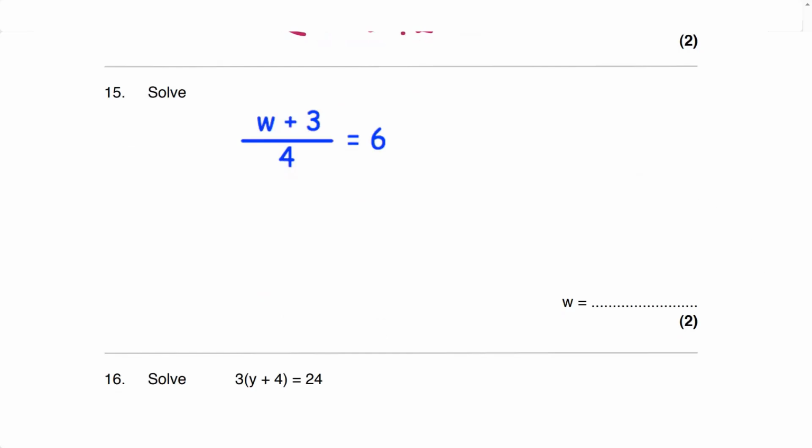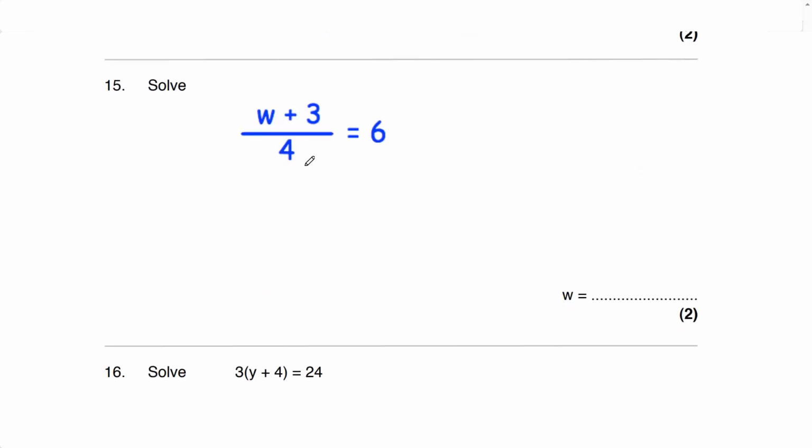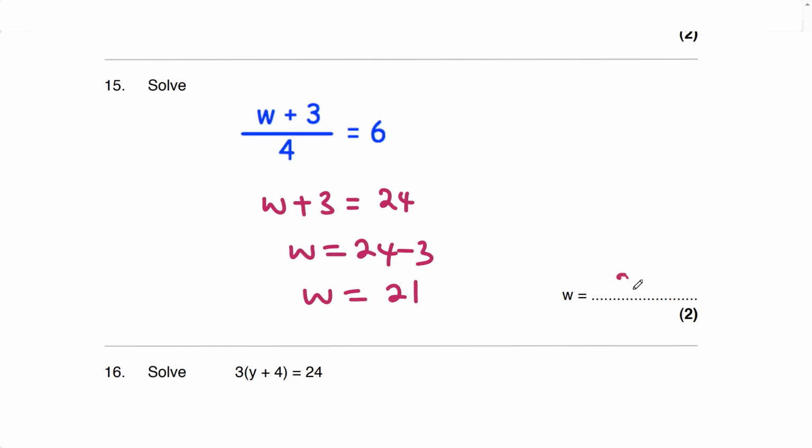For next, we have w plus 3 divided by 4 equals 6. This is a fractional equation. The first thing we need to do is to multiply 4 on both sides. Or simply multiply 4 and 6. So you're going to have w plus 3 is equal to 4 times 6, you get 24. Now, to get w, you subtract 3 on both sides. So w is definitely going to be 24, take away 3. So w is 21.